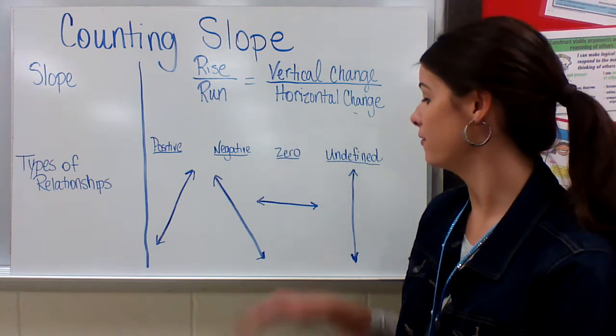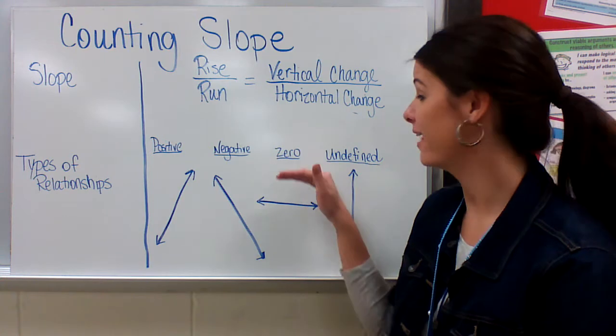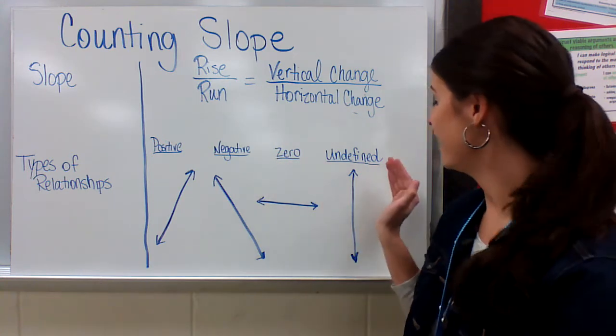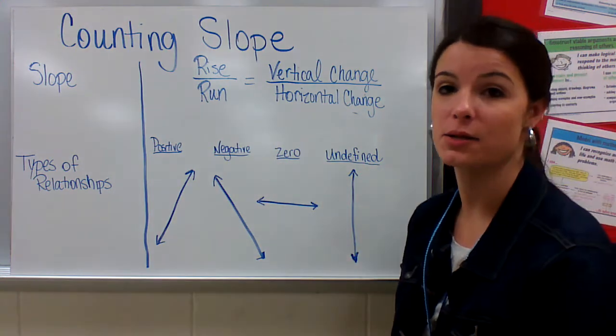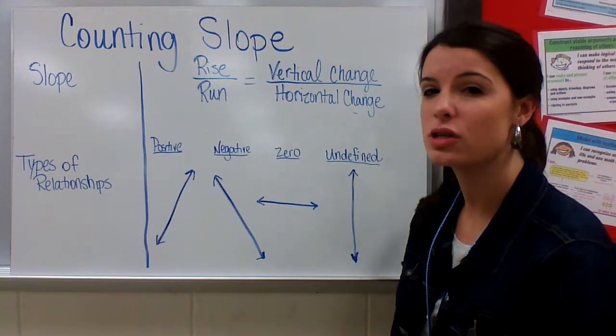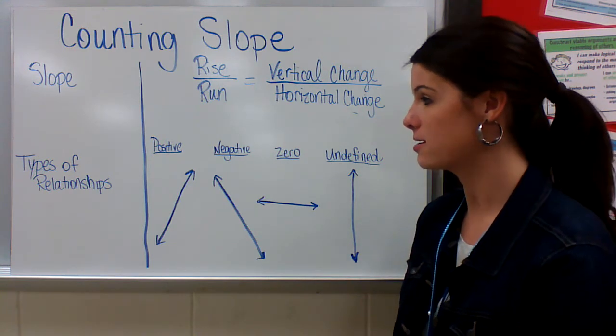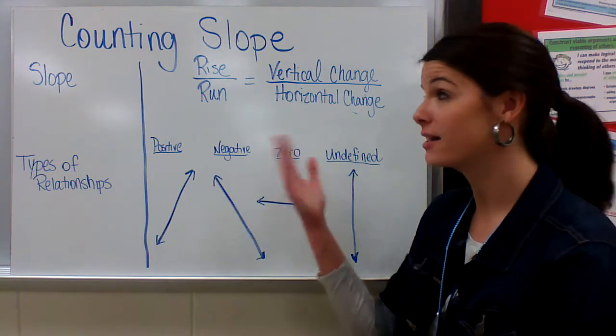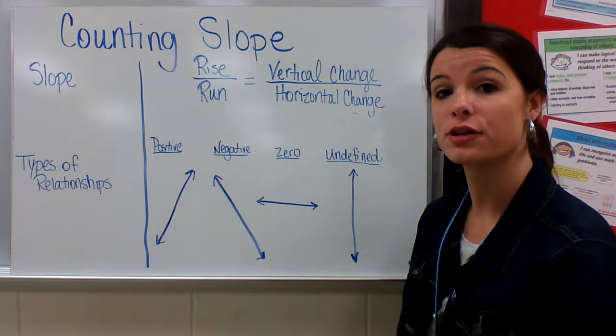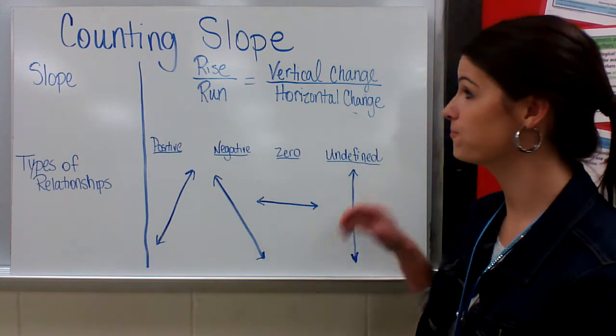Then we also have horizontal lines, and they have 0 as their slope, and a vertical line has a slope that is undefined. And we'll talk more about those later. Okay? So if you need more time to write any of the information down on this board in your interactive notebooks, you can pause the video.